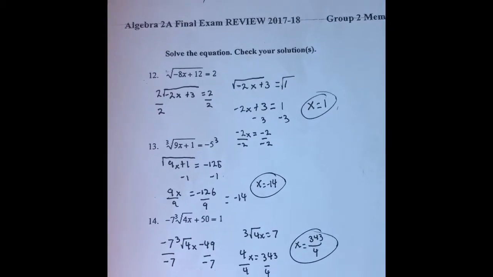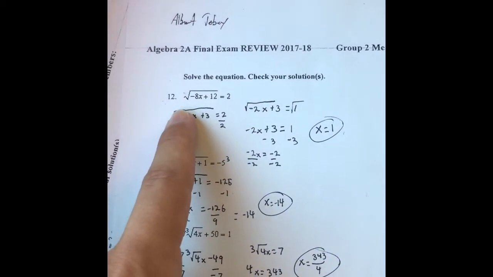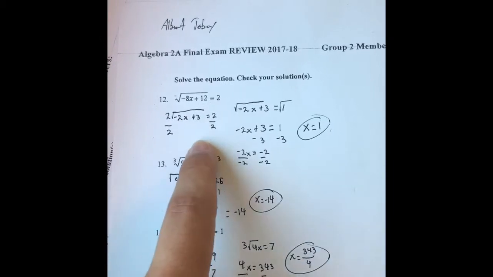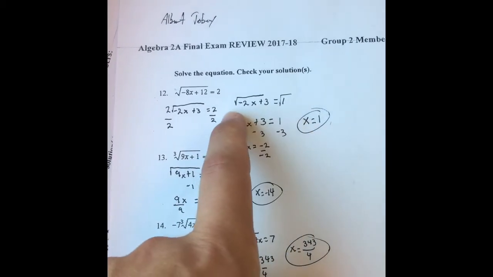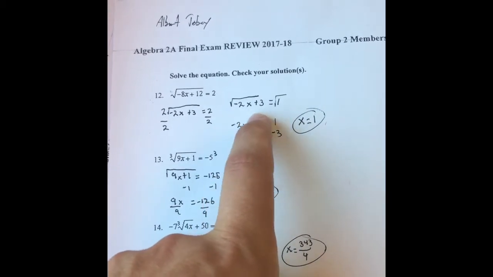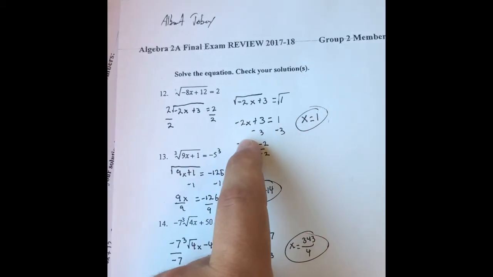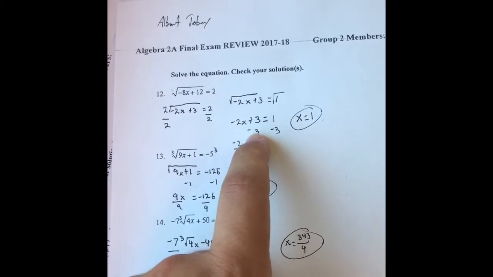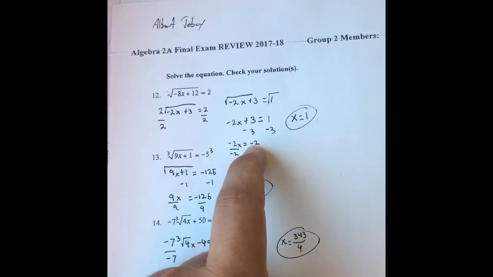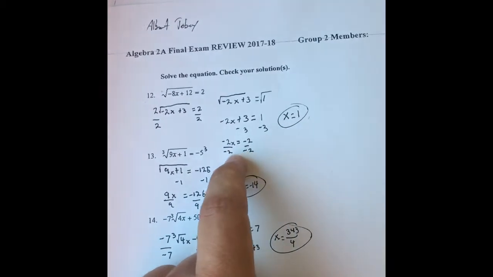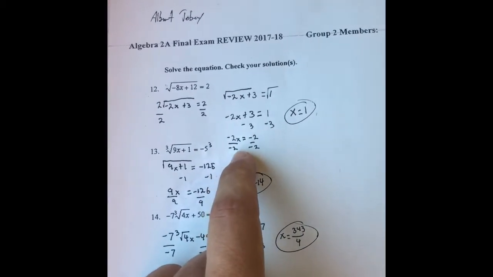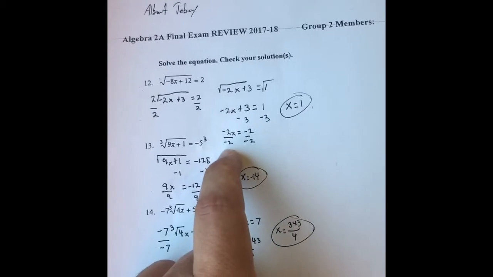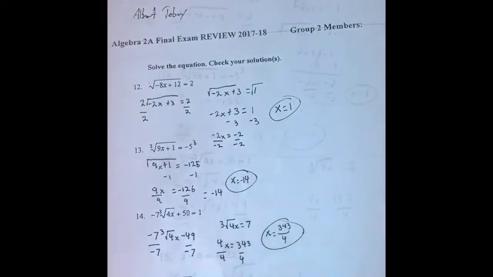For problem number 12, the 2 is already there, so you need to divide by 2 to get 1. And you get that. Square root both sides, those cancel, and then you get negative 2x plus 3 equals 1. Subtract by 3 on both sides, you get negative 2x equals negative 2. Divide by negative 2, and you get x equals 1.